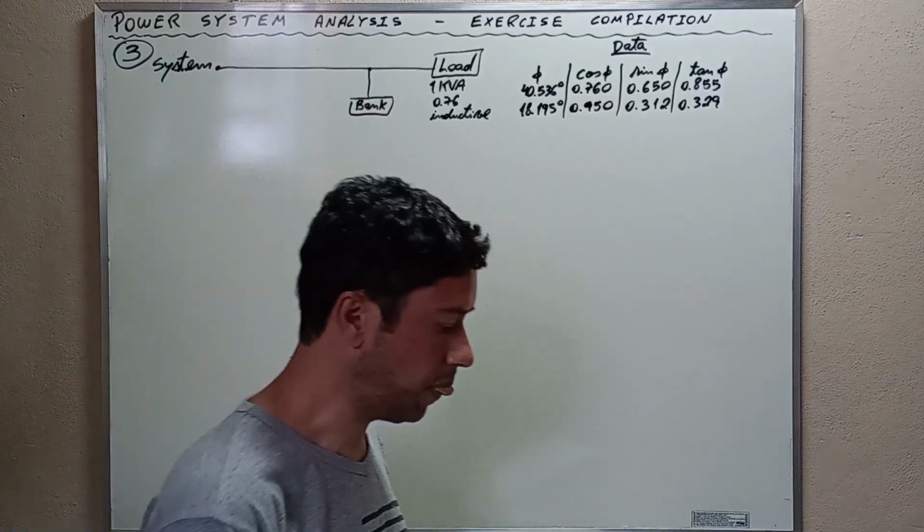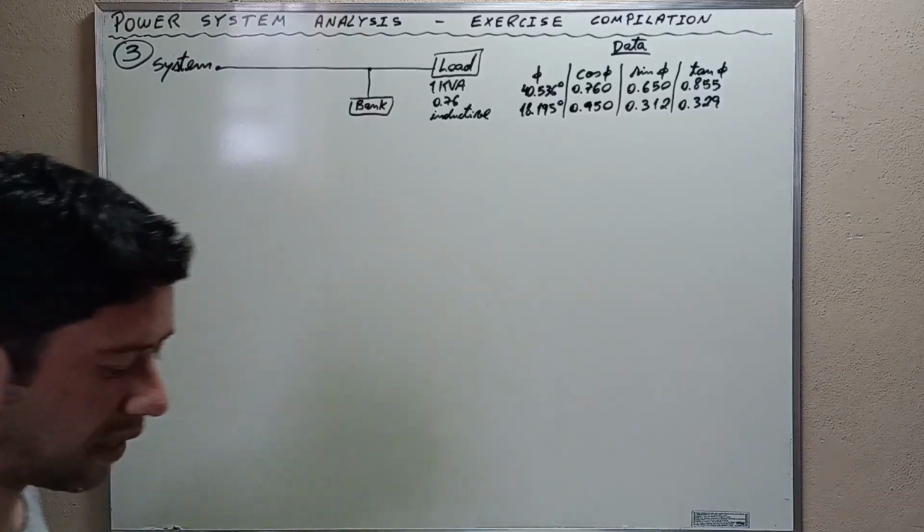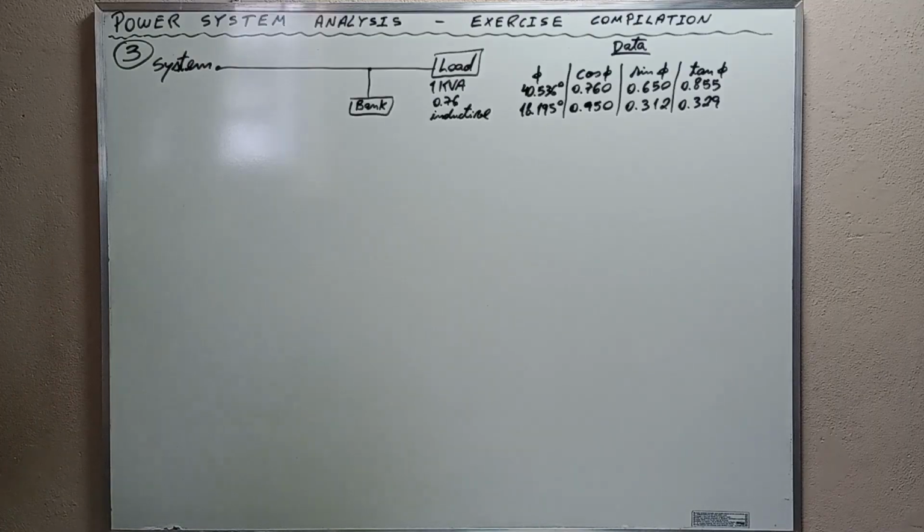Exercise number 3 now. A single phase power supply network feeds a load by supplying 1 kVA of apparent power to it, which has an inductive power factor equal to 0.76. Capacitive compensation was applied so that the load now presents an inductive power factor equal to 0.95. In this new condition, what is the apparent power supplied by the power supply network? Okay, my friends, this is the exercise. Let's go to the solution.